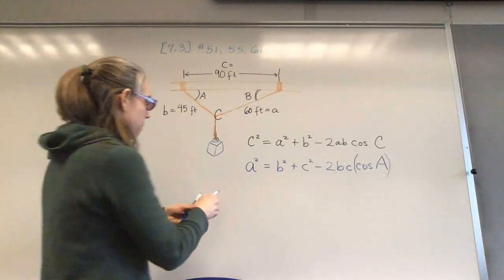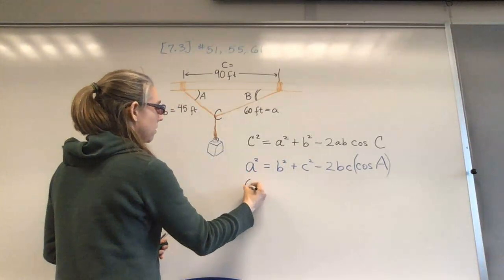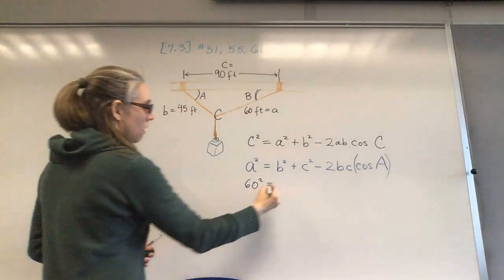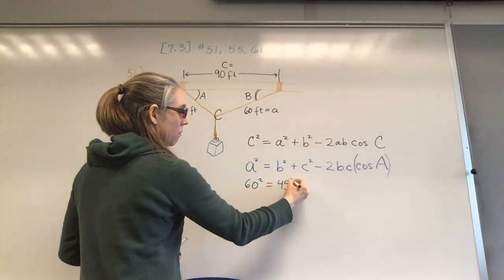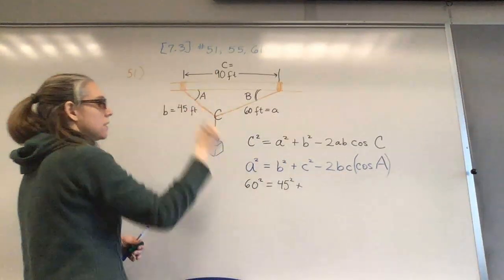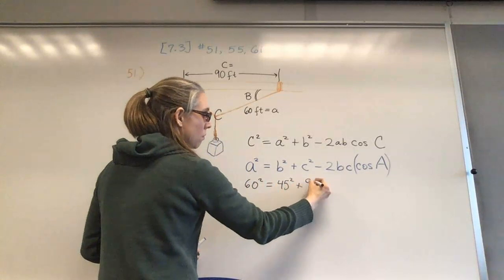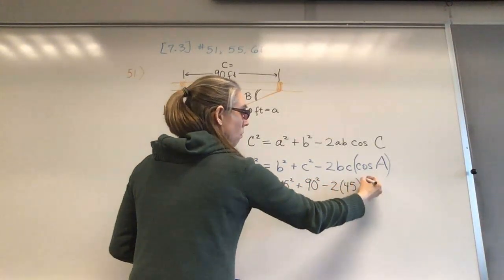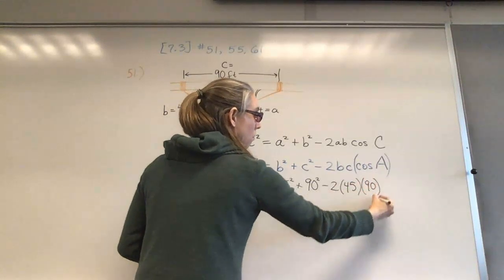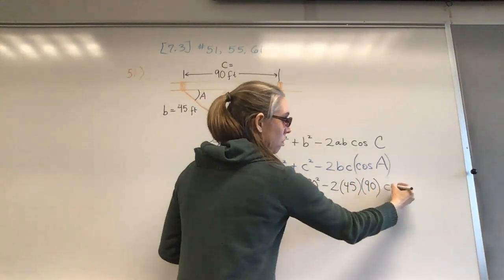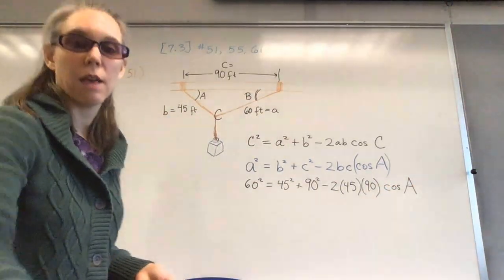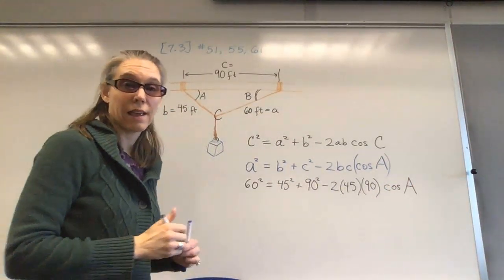So little a is going to be 60. Little b is 45. Little c is 90. And then I leave cosine A because I don't know what angle A is.